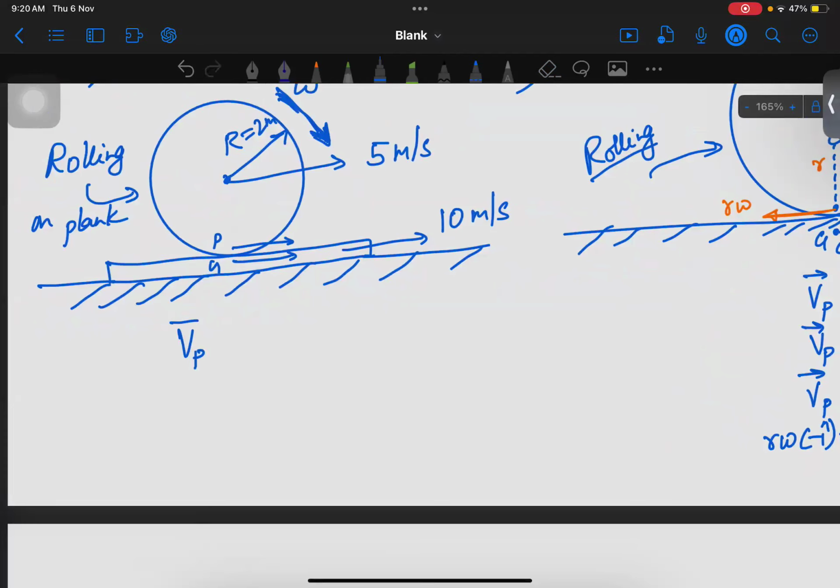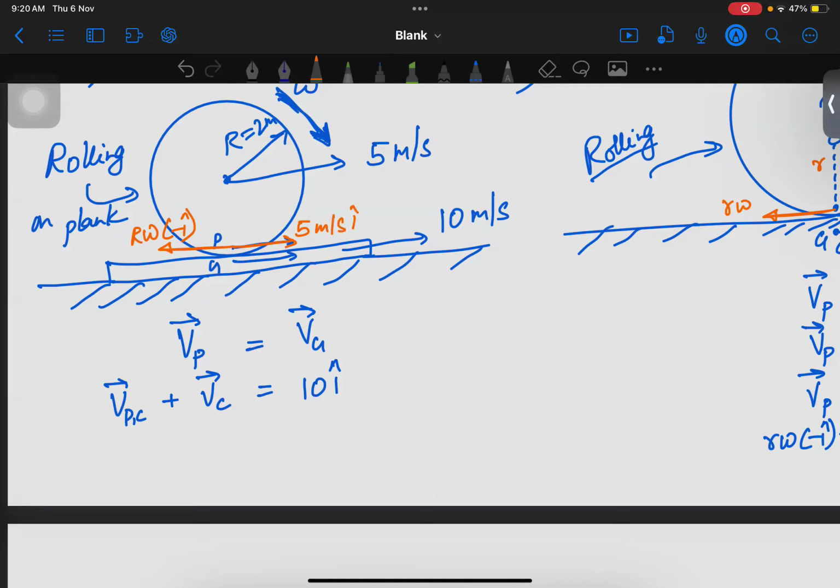Velocity of P is the velocity of G. The velocity of G is 10 I cap. Velocity of P is with respect to the center plus the velocity of the center. With respect to the center, it has r omega this way in minus I cap, plus the center has a velocity of 5 to the right side in I cap. Substituting, what do you get? R is 2, omega we do not know, minus I cap, plus VC is how much? 5 in I cap. This is 10 I cap.